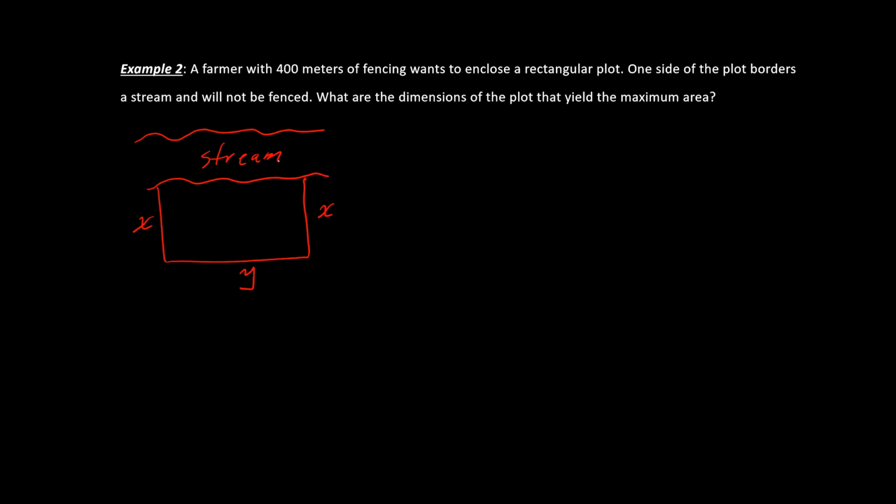Again, it's the same problem as before, where the area is x times y. And in the context of quadratic functions, we expect the area to be an inverted parabola so that the vertex is the max. Okay. So what is the perimeter here? The perimeter is 400 meters, but in this case, we have 2 x's and only 1 y. So it's 2x plus y.